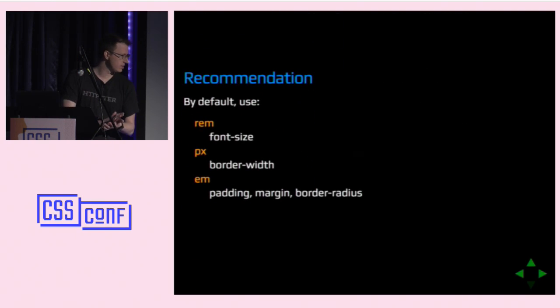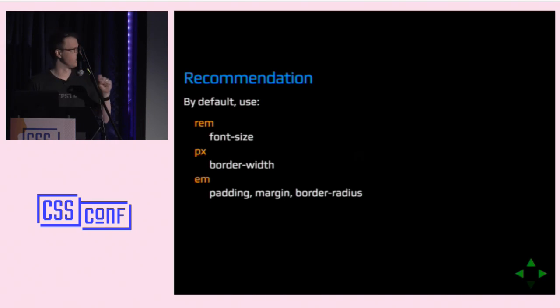So if you're just getting your feet wet with M's and REMs, if you've been using pixels and you're thinking about making the switch, this is my starting recommendation. Use REM for font size because it's predictable. Use pixels for border width because usually you just want a 1 pixel border, a nice fine line, and it can get weird if you use M's for that. And then use M for everything else. Well, with one exception, line height. I didn't put it up here, but don't use any units for line height. They inherit funny. If you want to see an example of that, see me afterwards.